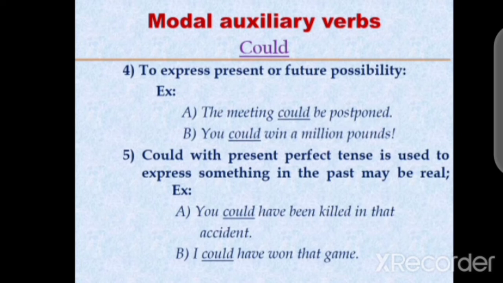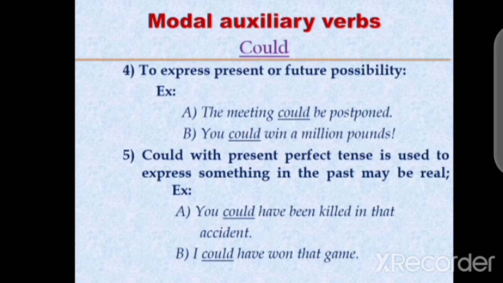So, it expresses future possibility of postponing the meeting. Next example, you could win £1,000,000. So, it expresses future possibility of winning £1,000,000. Next example, so here you can see could with the present perfect is used to express something in the past that may be real.